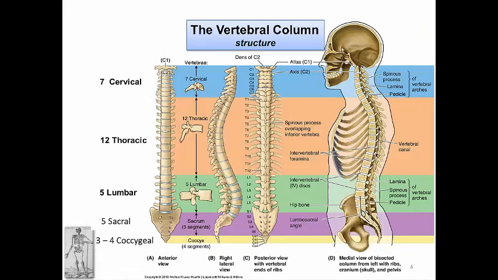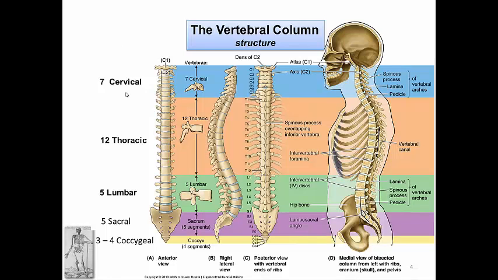If we have a look at the structure of the vertebral column, we can see that its function is to support our body weight, so the size of the vertebrae will increase from C1 down to L5, which supports the increasing body weight from the head down to the sacrum.